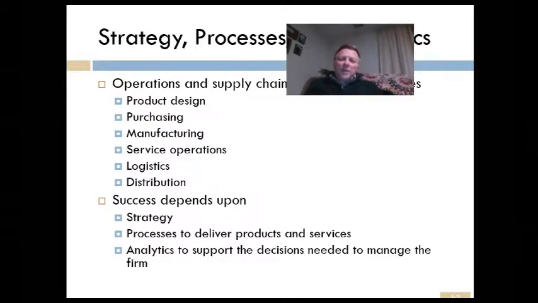So some of the key terms that you need to understand are things like, in the operations and supply chain management sphere, it includes things like product design, purchasing, service operations, distribution, logistics. Success really depends on a number of factors like strategy, the processes that are designed to deliver products and services, as well as the analytics behind it, like how do you know it's working.